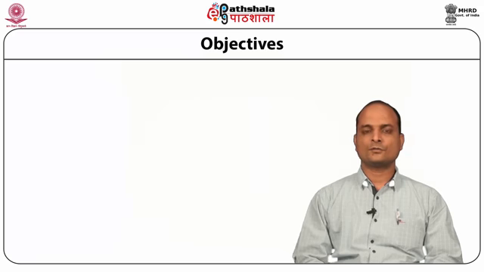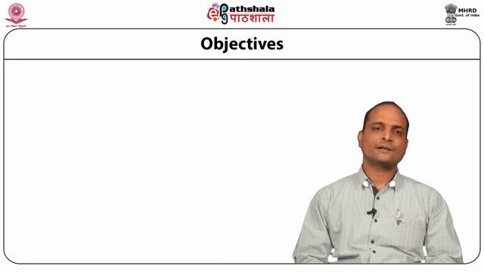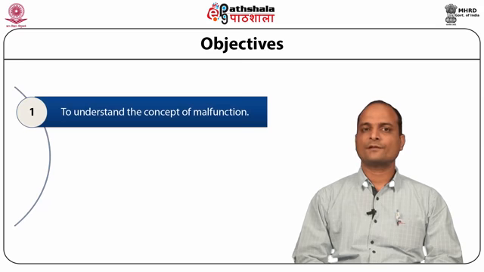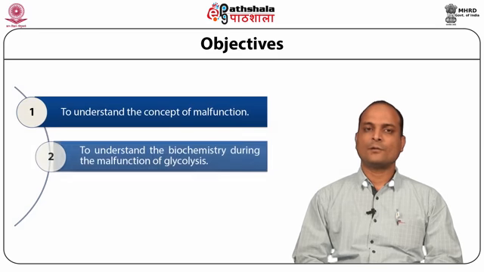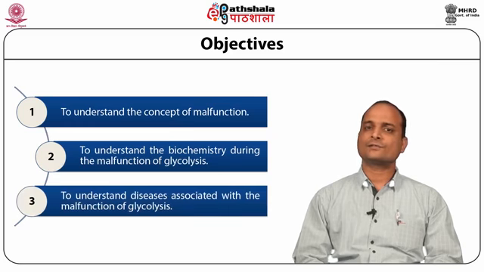Today we are going to discuss a module, malfunction in glycolysis, which is a part of the paper carbohydrate metabolism. So students, let us see what we are going to learn in this module. Our target is to understand the concept of malfunction. We will also explore the biochemistry during the malfunction of glycolysis. Malfunction means failure to function normally.